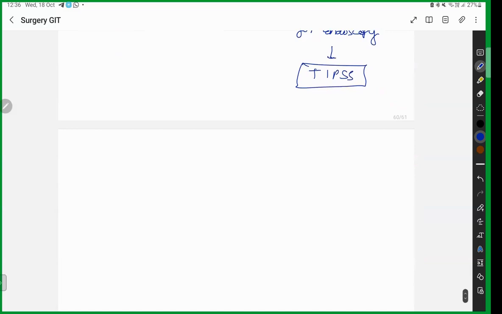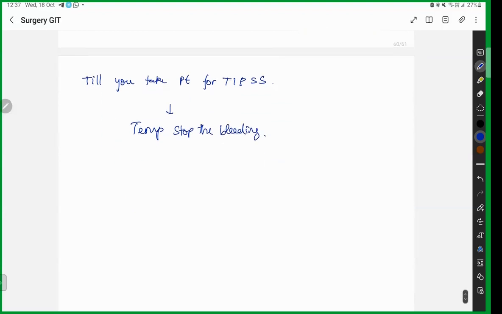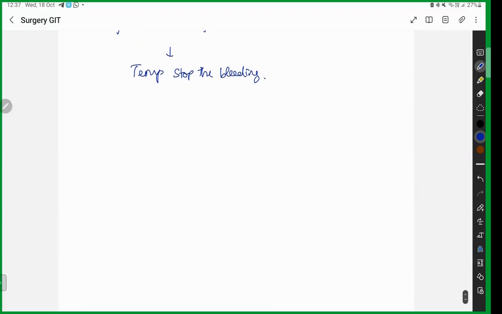Okay, so what happened is you're going to wait for TIPSS, right? So till you take the patient for TIPSS, temporarily you need to stop the bleeding. How are we going to stop the bleeding temporarily? By using 3 important tubes. I think I will be showing you all the tubes also now. Okay, you have 3 important tubes. What are the 3 important tubes?